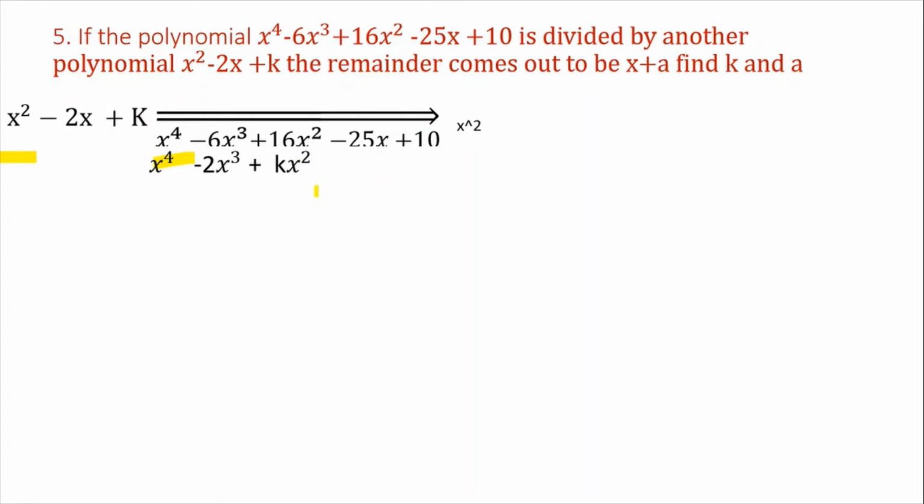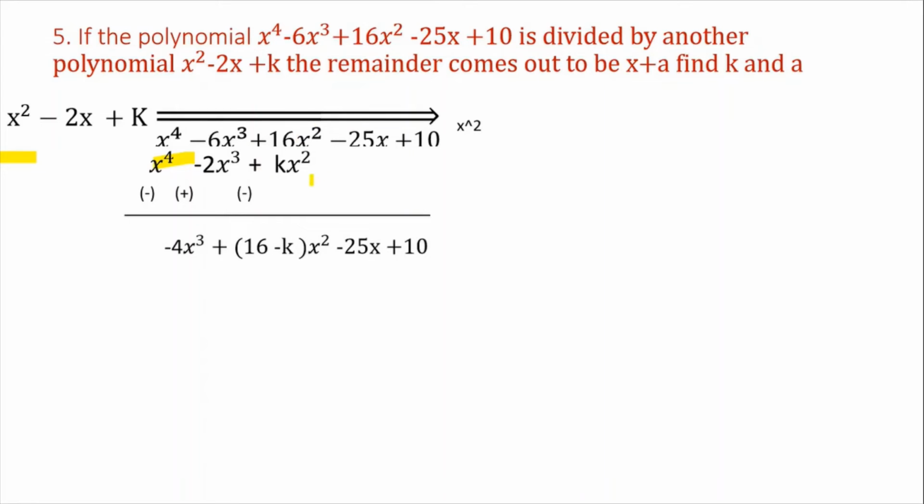Now after multiplication, we have to alternate the symbols, that is plus can be replaced with minus and minus can be replaced with plus. After that we have to perform addition. So plus x power 4 and minus x power 4 get cancelled, and minus 6x cube plus 2x cube, that is minus 4x cube, and plus 16x squared minus kx squared, that is 16 minus k x squared, minus 25x plus 10.